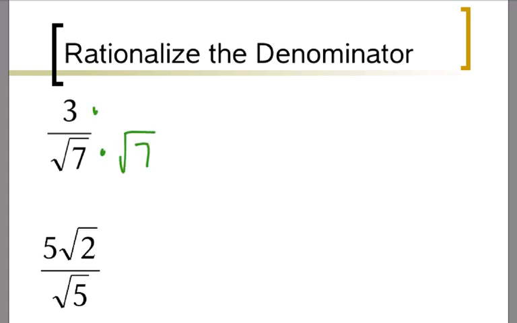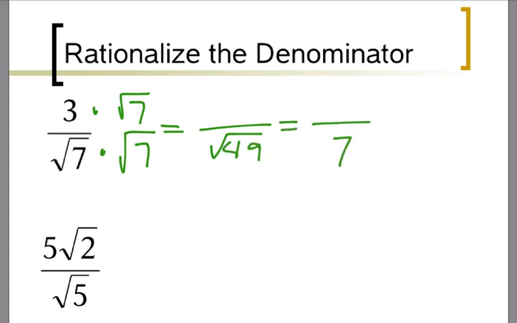whatever the bottom is. And what happens is the square root of 7 times the square root of 7 gives me the square root of 49. And what's nice about that is we end up with just 7, because the square root of 49 is 7. So what I successfully did was get rid of the square root on the bottom. All you have to do to finish is multiply the top.